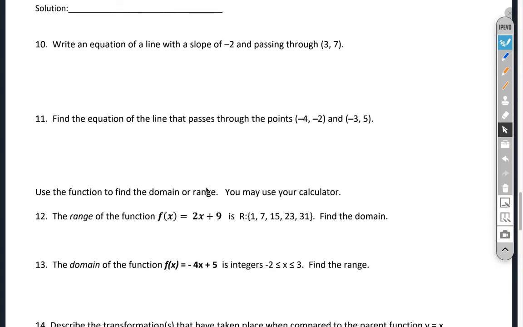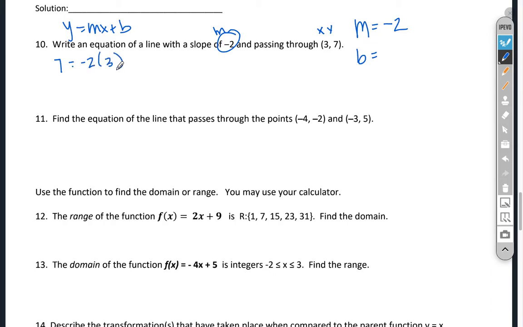Let's see. So now we have to find the slope of some word problems. So we've got a line with a slope of -2, and it's passing through points (3, 7). So to write our equation, we need m and we need b. So we know our m is -2, but we need to find b. So we can solve for b by plugging in x, y, and m into y equals mx plus b, right? We can isolate b. So we can do that by saying 7 equals -2 times 3 plus b, right? And that's going to give us 7 equals -6 plus b.